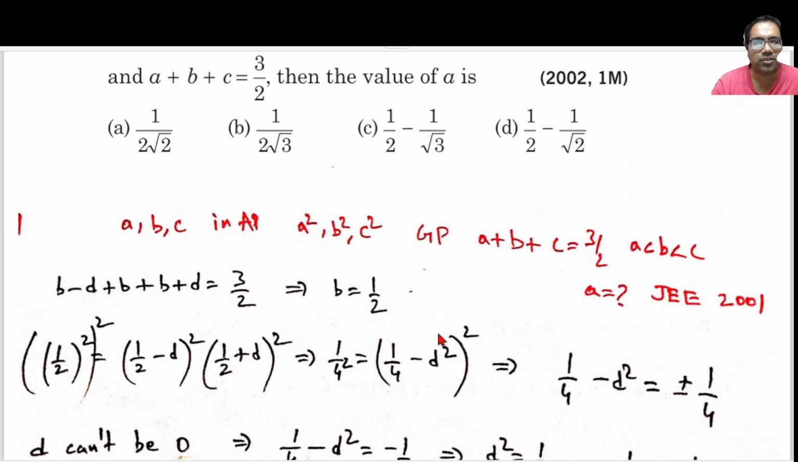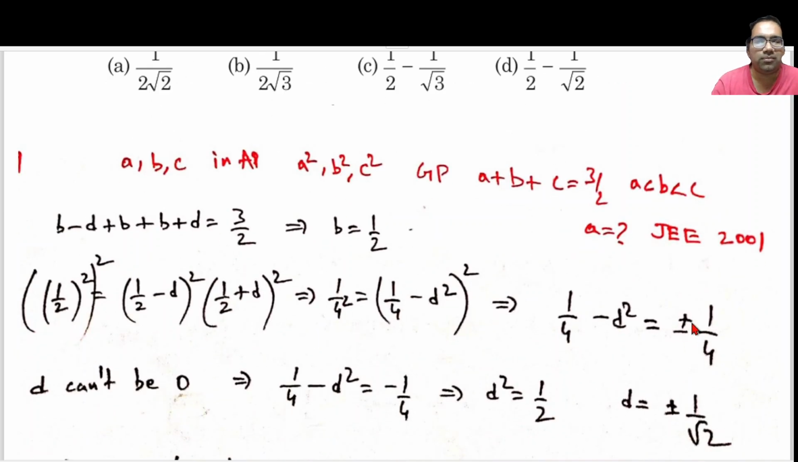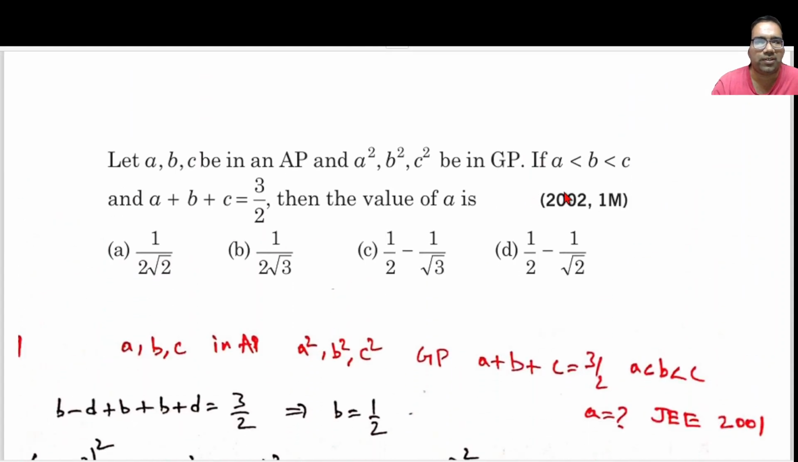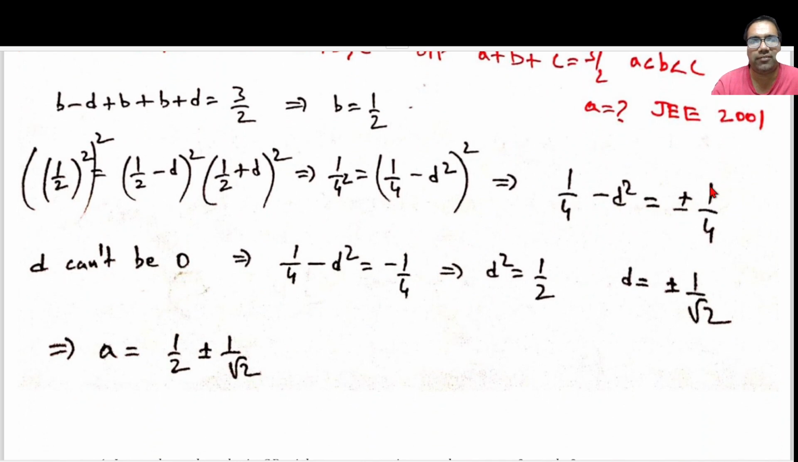What does that mean? Both are squares, so 1 by 4 minus D square should be equal to plus or minus 1 by 4. Now, the common difference cannot be 0. If we take plus 1 by 4, then 1 by 4 minus D square equals 1 by 4, and D becomes 0. We don't want the common difference to be 0, because A is less than B is less than C, so the common difference is definitely greater than 0. So clearly we cannot take plus 1 by 4. Let's take minus 1 by 4.